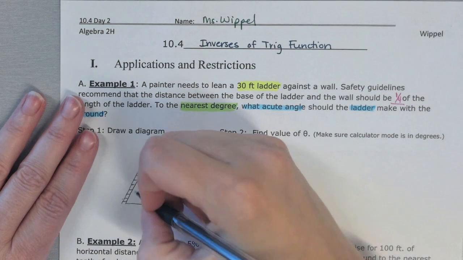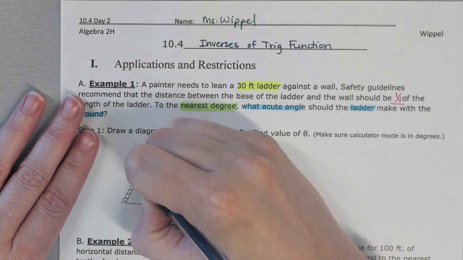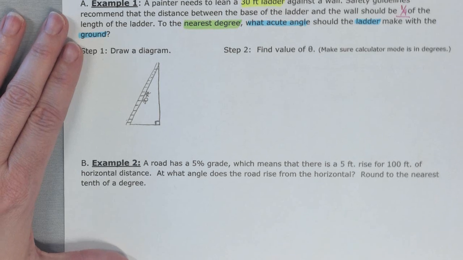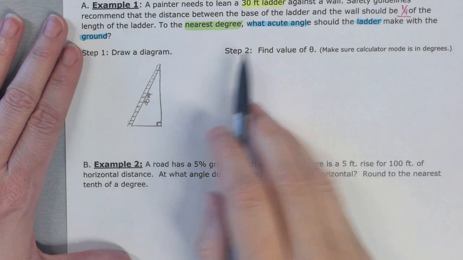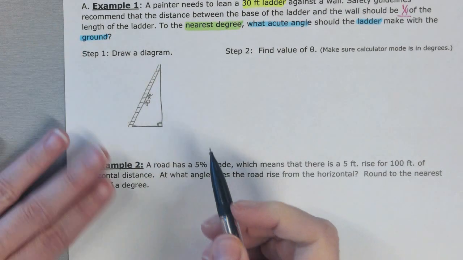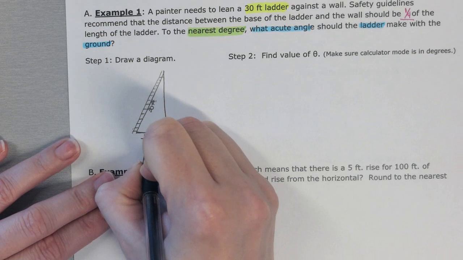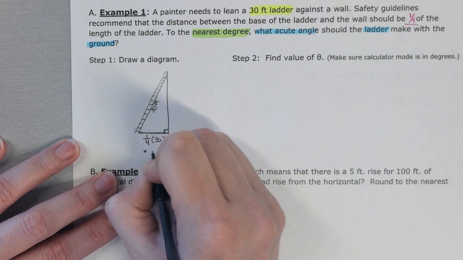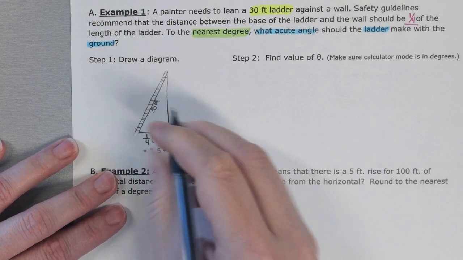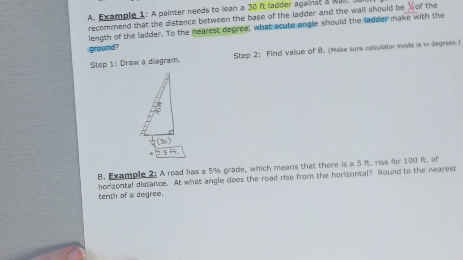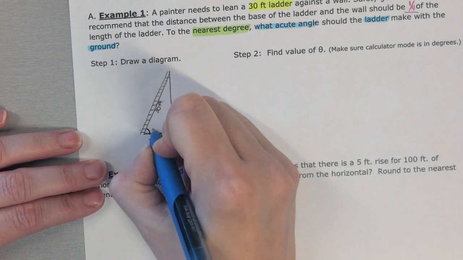We know that the ladder is how many feet? 30. Great. Okay, and then what else do we know? 7.5. Is what? The base. So it says the distance between the base and the wall, which is going to be right here, should be 1/4 of the ladder. So a 1/4 of 30, we would just multiply or divide 30 by 4. And like you guys told me, you get 7.5 feet. Okay, so now what we're going to do is find the measure of the angle. So it says, what angle does the ladder make with the ground?